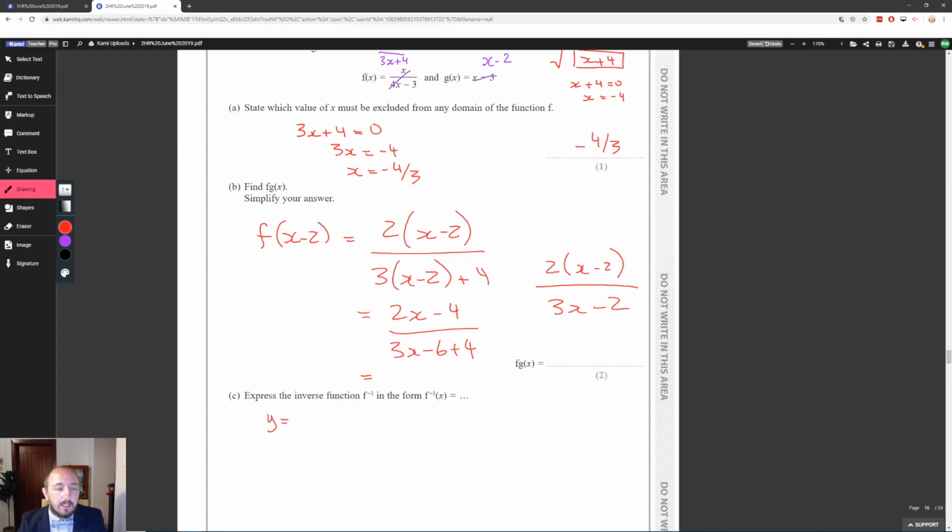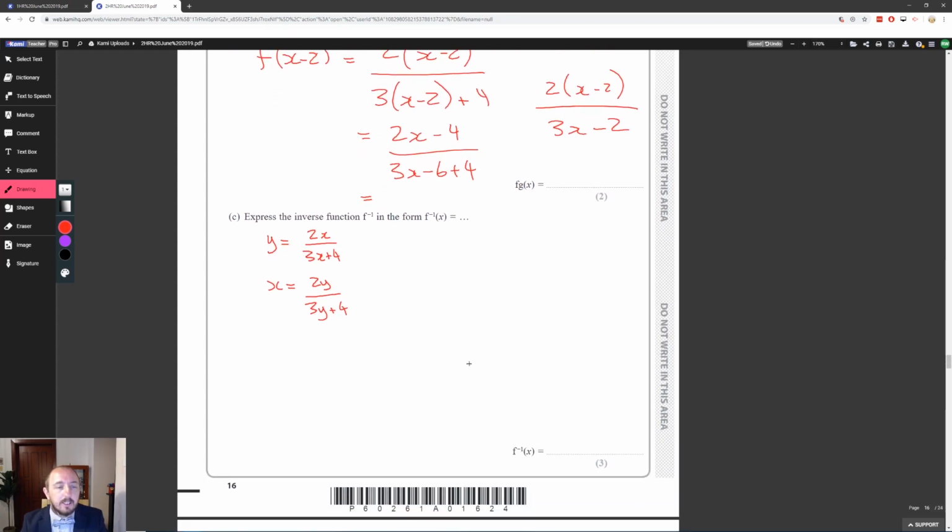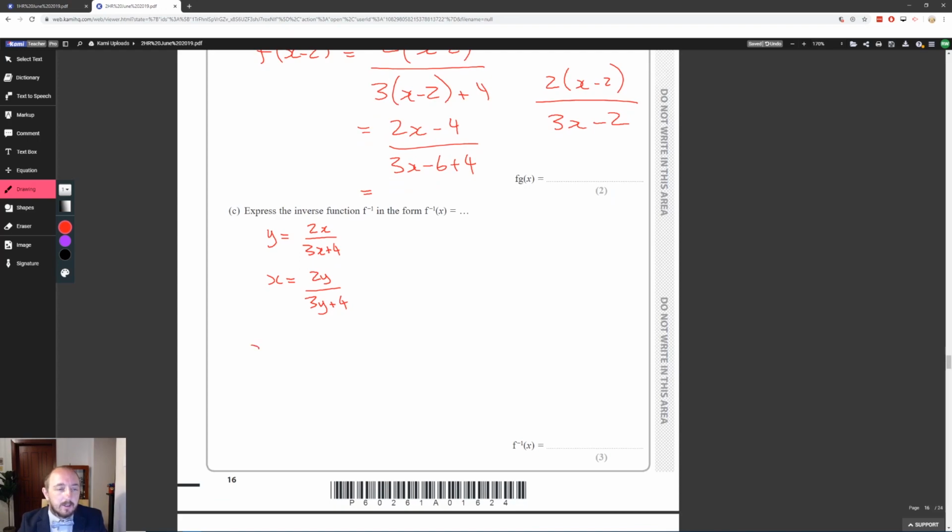Question C, we're trying to find the inverse function of f. So we're going to let y equal f, which was 2x over 3x plus 4. Then we replace the x's with y's in each case. So we're going to replace all of the x's with y's and vice versa. And then we rearrange this to make y the subject. So we're going to do x, lots of 3y plus 4. Multiply this out, equals 2y, and then collect these together.